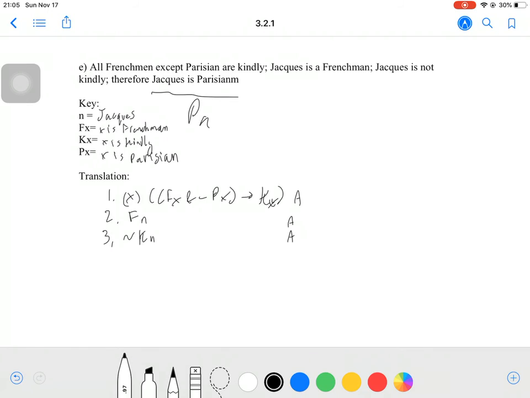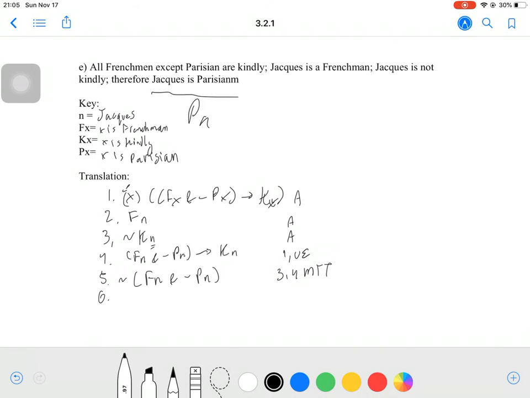4. So the first thing that we're going to want to do here is get rid of that universal that's binding in premise 1. So we know that we want j, so we're going to change this to Fj and not Pj gives us Kj, 1 UE. For 5, we have a modus tollens situation going on here, so we're going to do not Fj and not Pj from 3, 4, MTT.